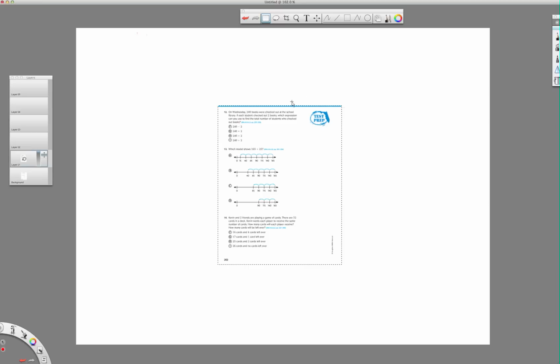And our last page. On Wednesday, 240 books were checked out at the school library. If each student checked out 2 books, which one of these expressions can you use to find the total number of students who checked out books?